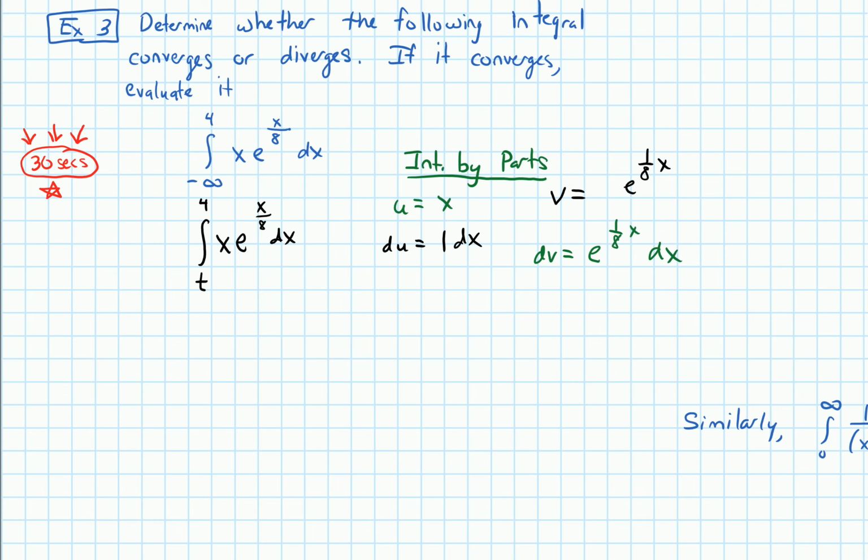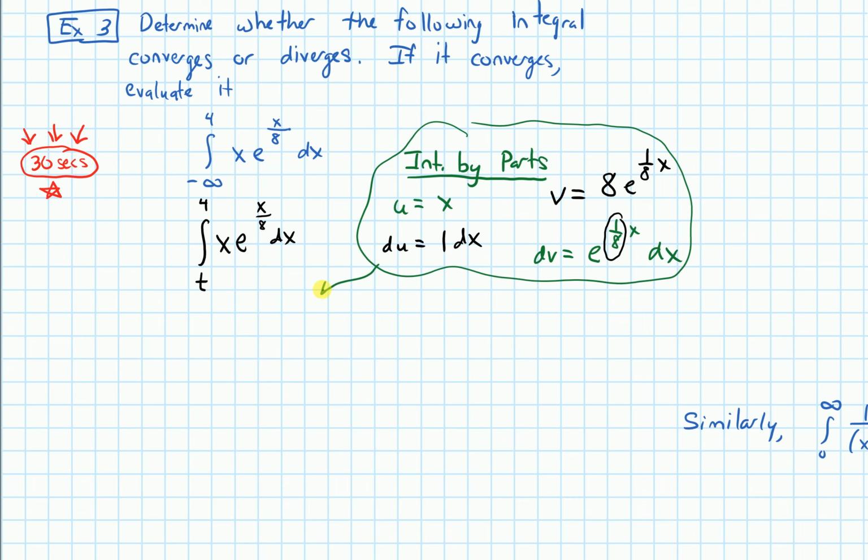And then the antiderivative of dv would be e to the 1 over 8x, but overall, I can think of this as I have to divide by this 1 over 8. And when I divide by 1 over 8, that's the same as multiplying by the reciprocal, which is 8. I would have to put an 8 in front. All right, so we are going to do this integration by parts.